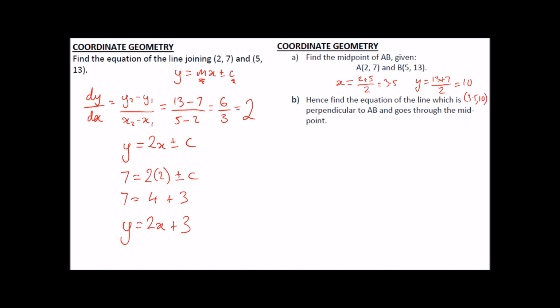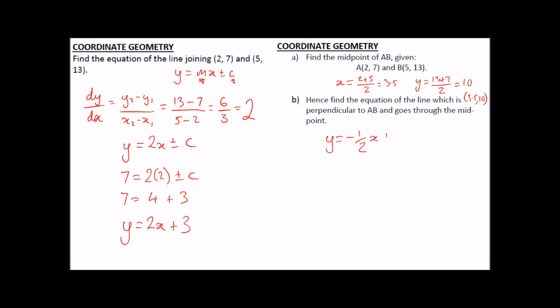It says, hence find the equation of the line which is perpendicular to AB and goes through the midpoint. So we've already found the equation of the line AB, because we did that in the first part. That's y equals 2x plus 3. We just need to find the one that's perpendicular to that. So a perpendicular line will have the negative reciprocal gradient. So it's going to be y equals minus a half. So the reciprocal of 2 is a half, and I'm going to change the sign to a minus.